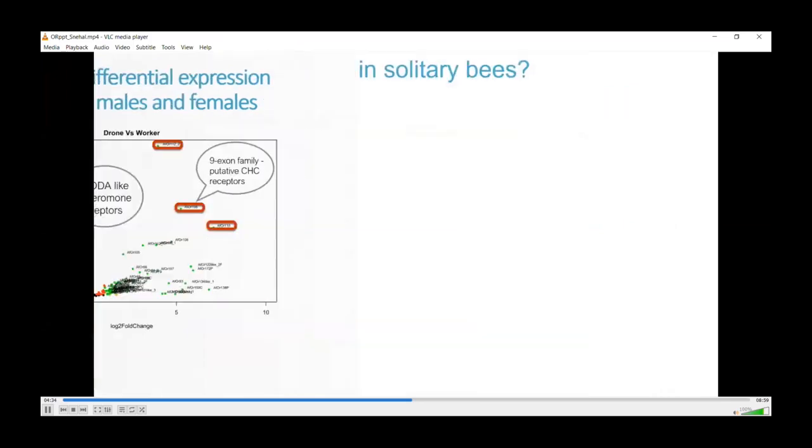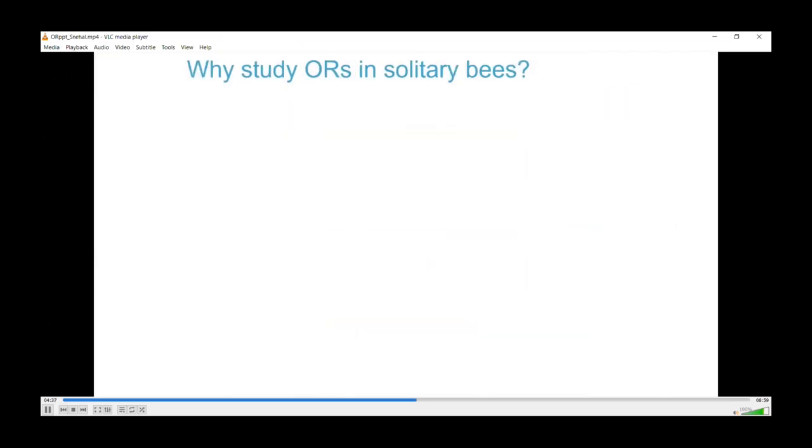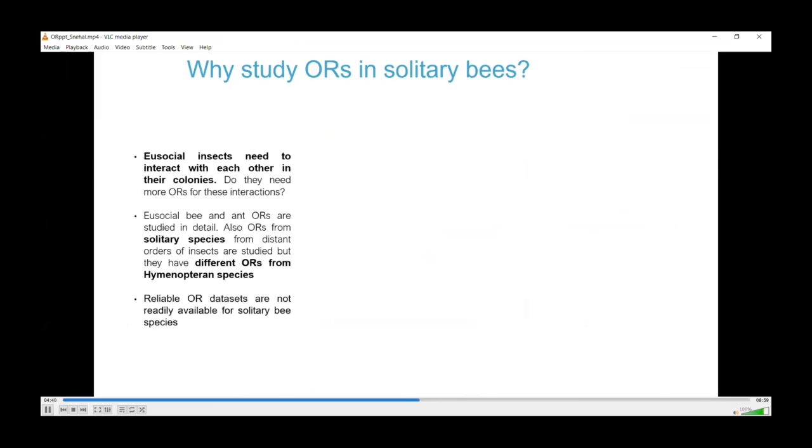After that, we decided to look into olfactory receptors of solitary bees. At that time, none of the solitary bees were studied in detail for their olfactory receptors. Previous literature had shown that typically eusocial species or species like bees had higher number of olfactory receptors compared to other solitary species like Drosophila. However, there was no information available about solitary bees. So do these solitary bees have lesser number of olfactory receptors compared to honeybees? That was the main question.